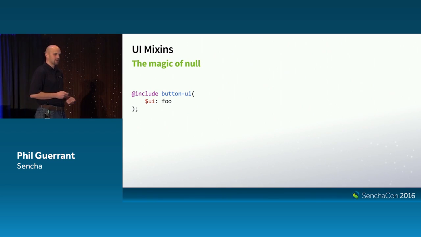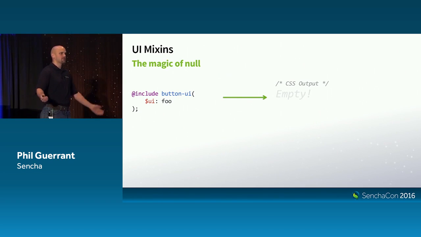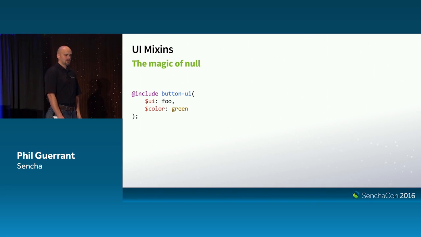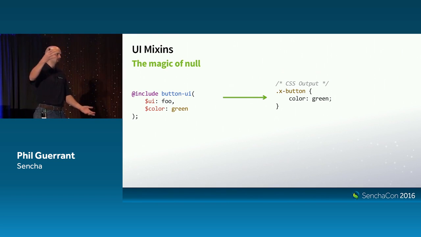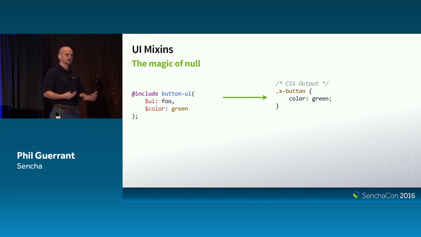So the mixins leverage this. If you call the button UI mixin and pass no parameters, no colors and paddings and things like that, you're going to get nothing in your output. If you pass maybe a single color, you'll get only the minimal set of styling needed to change just that thing. You won't get all the rest of the parts of the button styling that might be required to make a button look like a button.